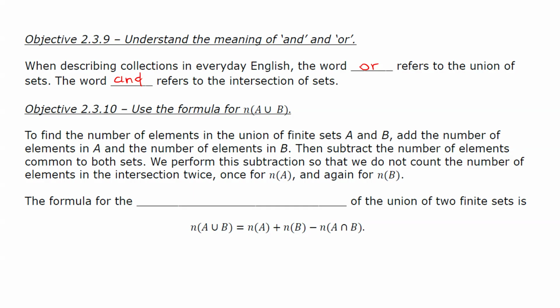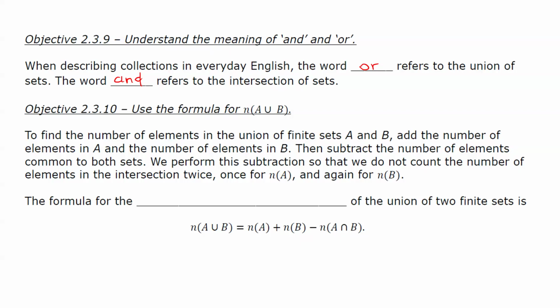To find the number of elements in the union of finite sets A and B, we're going to add the number of elements in A and the number of elements in B. This is a new formula for finding the number of elements in a union, and this is objective 10. Once we find that number, we'll then subtract the number of elements in common between the two sets. We perform this subtraction so that we do not count the number of elements in the intersection twice, so what they have in common.